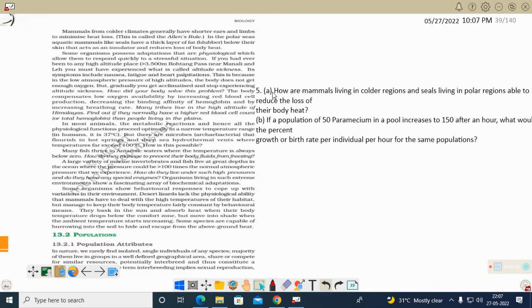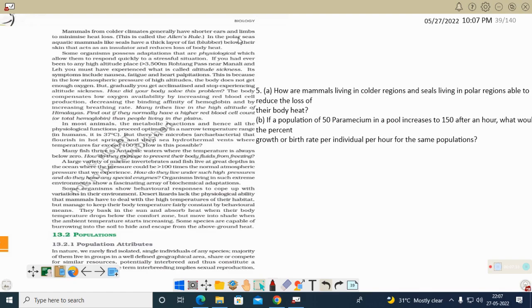Next question, a 2 marks question again. How are mammals living in colder regions and seals living in polar regions able to reduce the loss of their body heat? That is given in the chapter Organisms and Populations. There, mammals from colder climates generally have shorter ears and limbs to minimize heat loss. This is explained by Allen's rule.